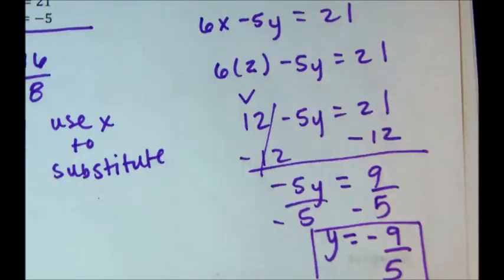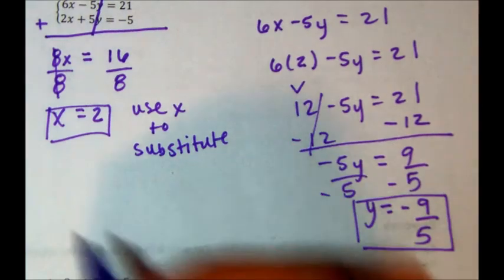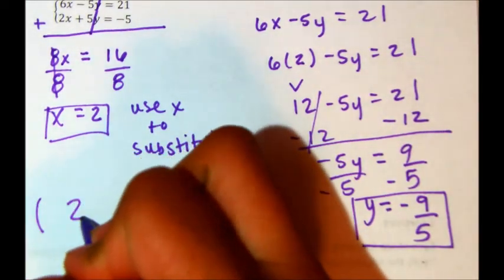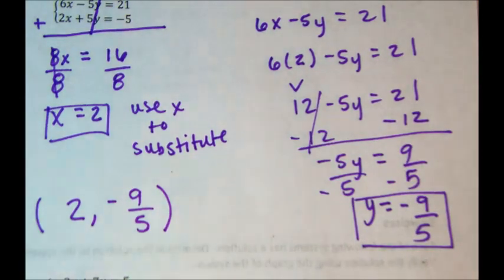So I have an x and I have a y. What does that tell me about my problem? This tells me that the solution set for this system is 2 and negative 9 over 5.